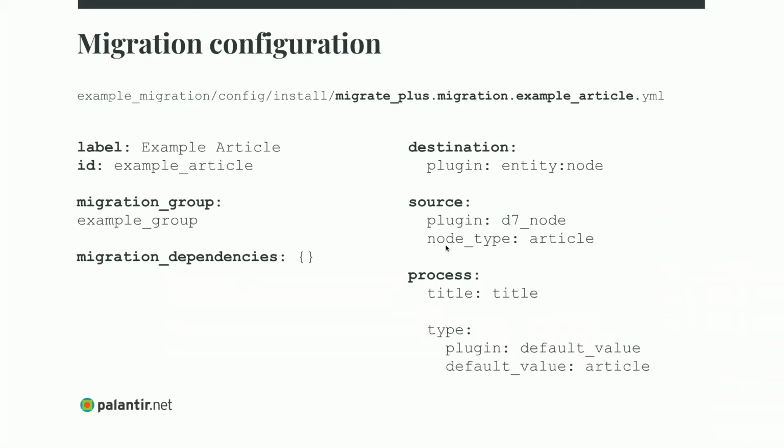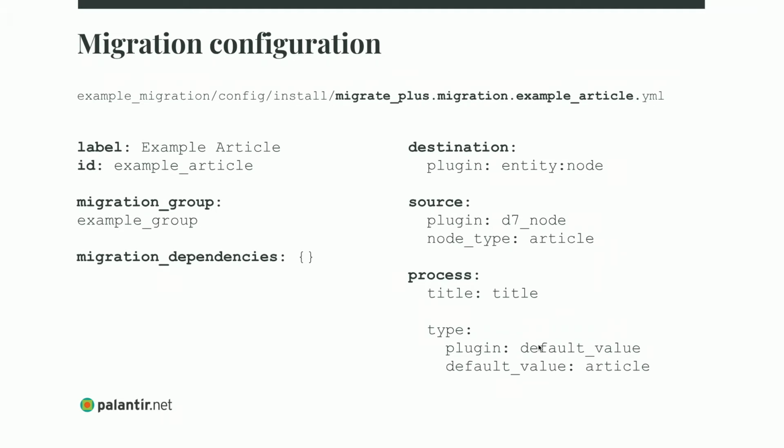This ID, d7_node, is an ID for a plugin that's going to be able to read in intelligently a Drupal 7 node. And then the process step includes the destination field, and then the source field. So how am I going to map the two together? This is a very simple example where we have a title field in the destination and a title field in the source, and that's all that's needed.